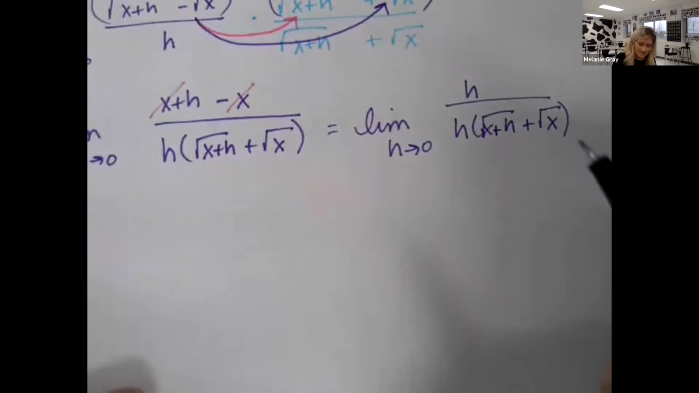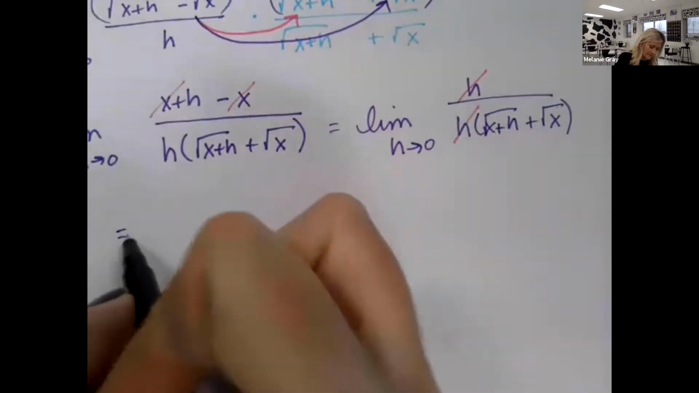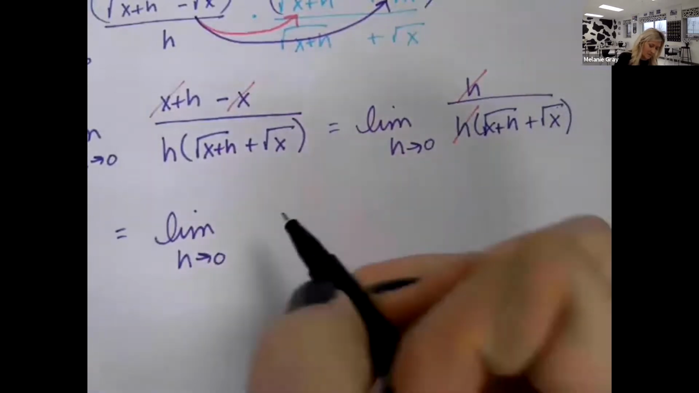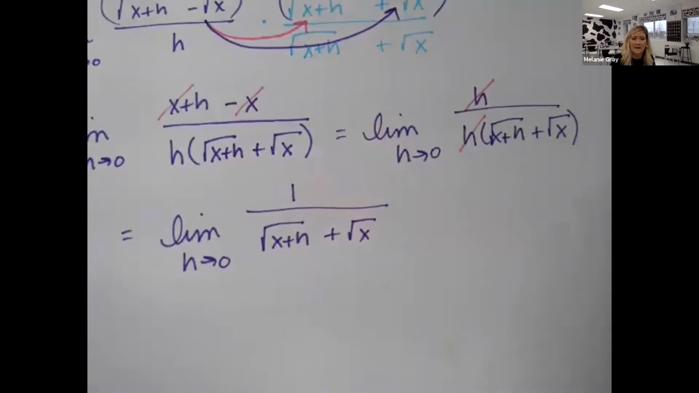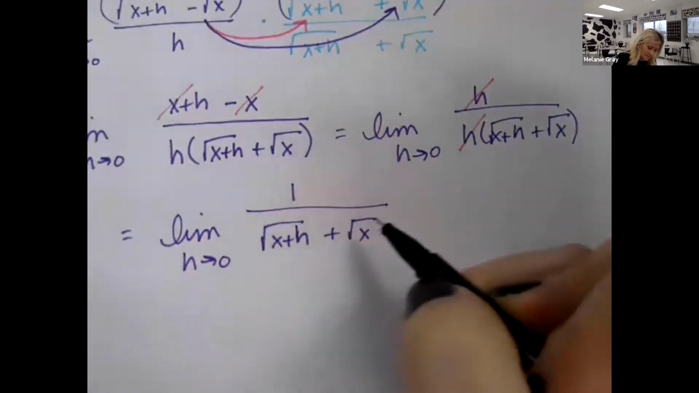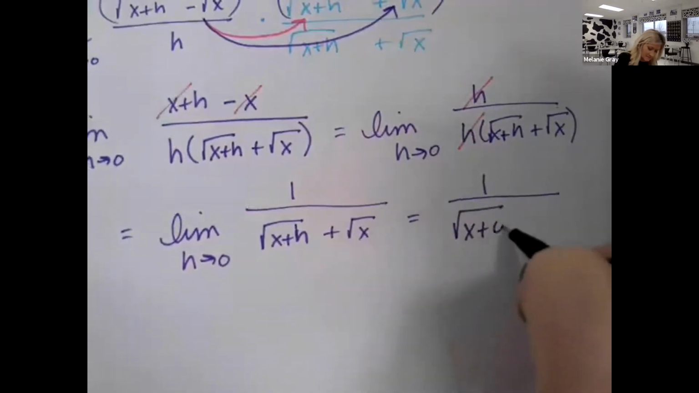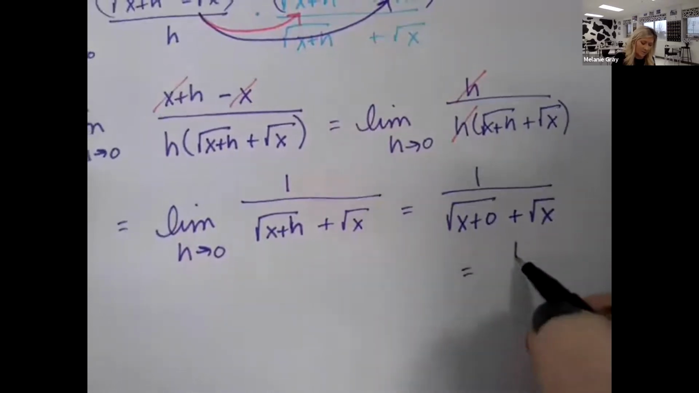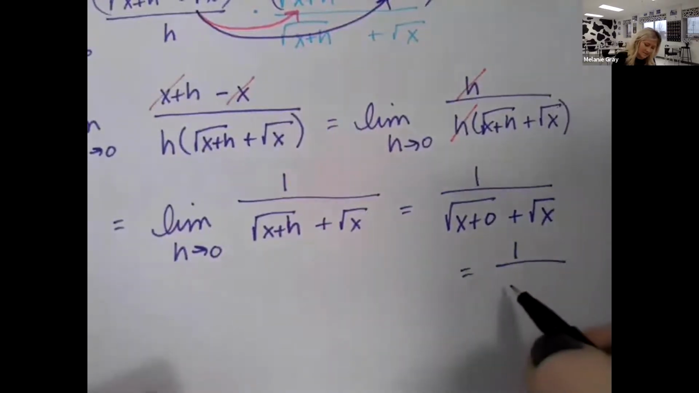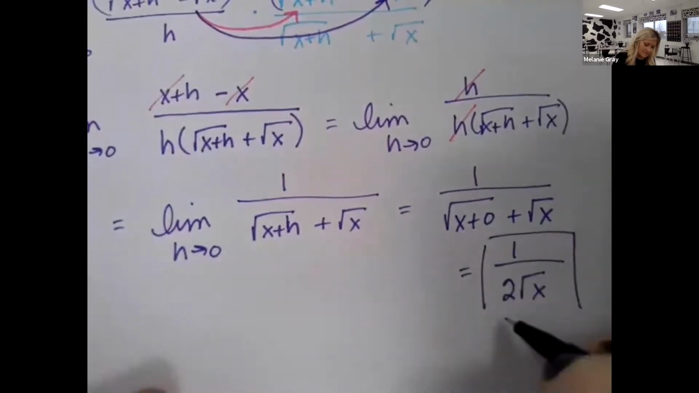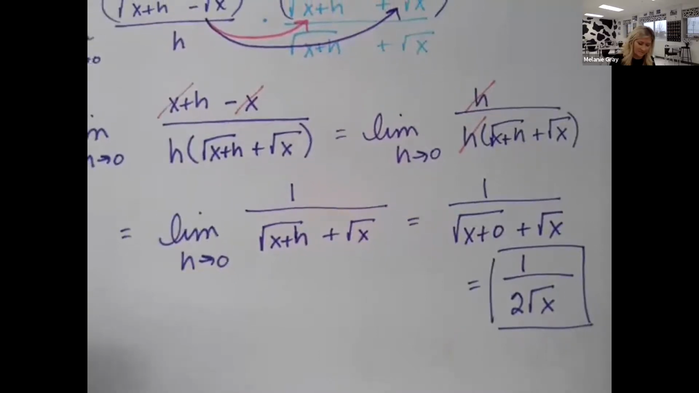Oh, I'm sorry, that went off the page a little bit. So in this case, the h's are going to divide out, leaving us with the limit as h approaches 0 of 1 over the square root of x plus h plus the square root of x. And now we're ready for direct substitution. We can put that 0 in for our h. Once you do direct substitution, you can drop that limit. And we end up with 1 over the square root of x plus 0, which is just the square root of x. And then the square root of x plus the square root of x is just 2 square roots of x. So that's our answer, 1 over 2 times the square root of x, computing that limit algebraically.